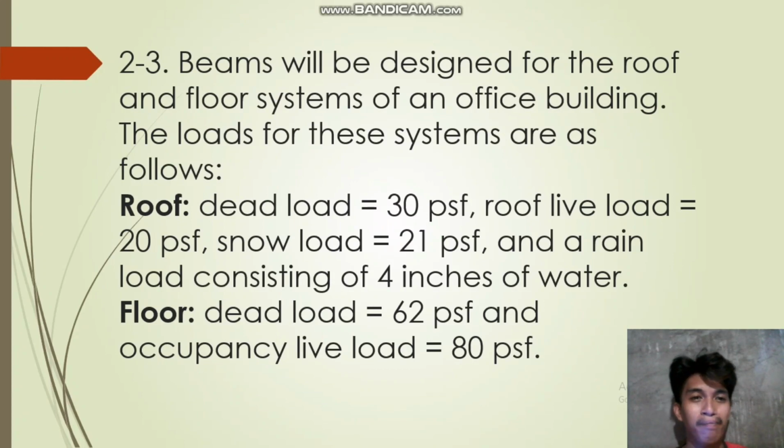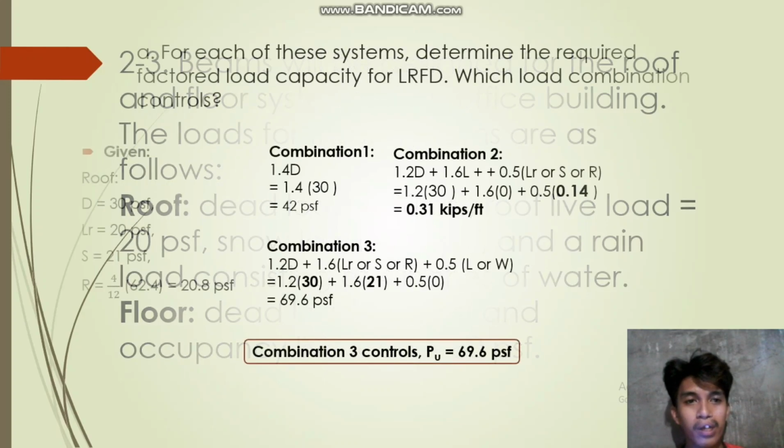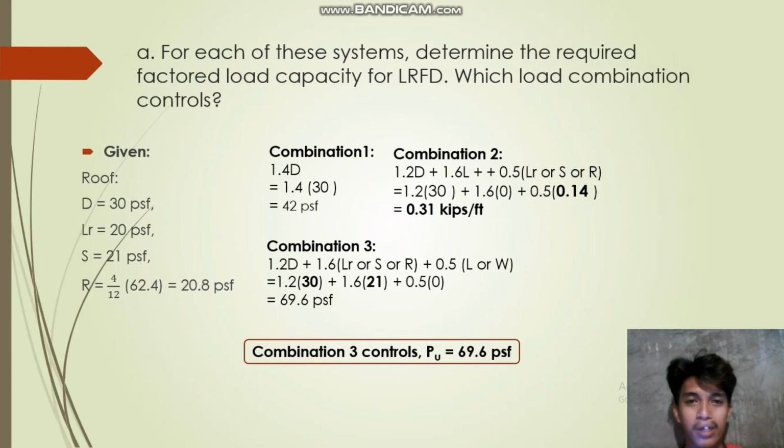Next, problem number 2.3. Beams will be designed for a roof and floor system of an office building. The loads for this system are as follows. Roof: dead load is equal to 30 PSF. Roof live load is equal to 20 PSF. Snow load is equal to 21 PSF. And rain load consisting of 4 inches of water. Floor: dead load is equal to 62 PSF and occupancy live load is equal to 80 PSF. Next, letter A. For each of these systems, determine the required factored load capacity for LRFD, which load combination controls.